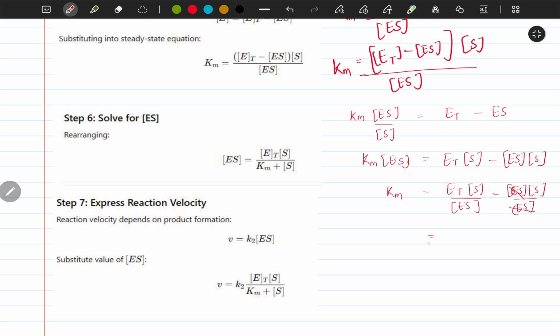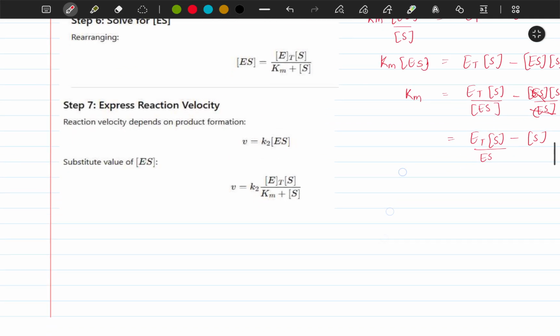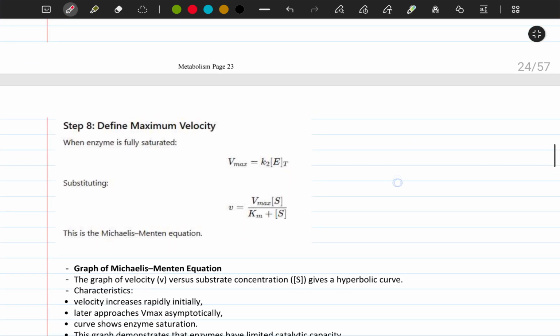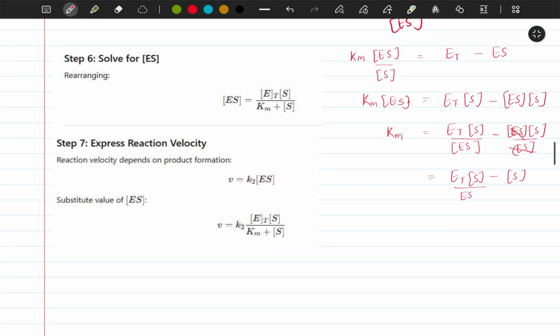Okay. That S can go there. Not getting it. ET S minus S. How are they doing this? What black magic is that? Huh? Fifth step. Oh god.